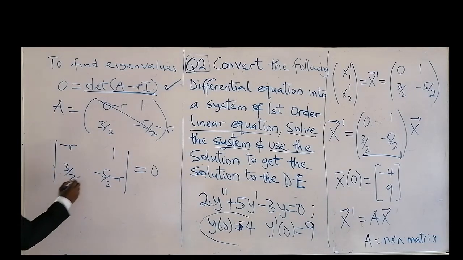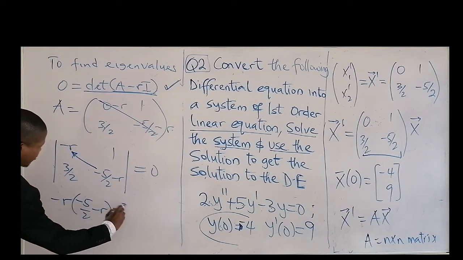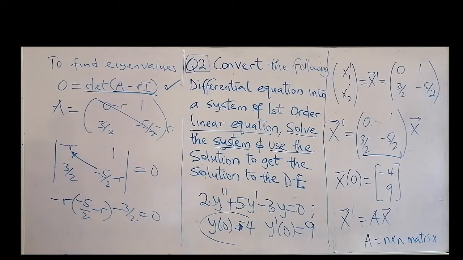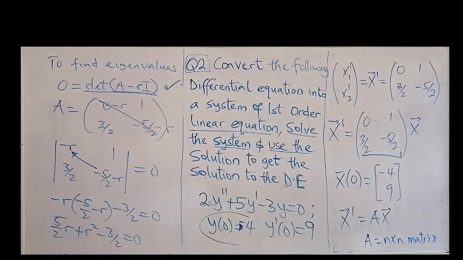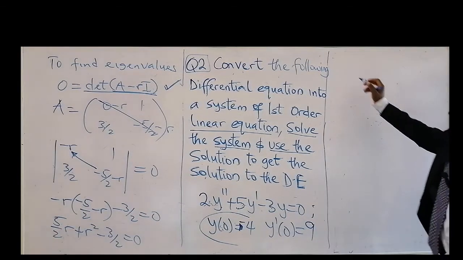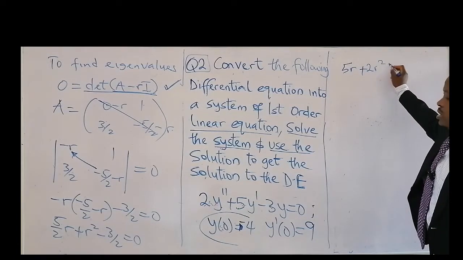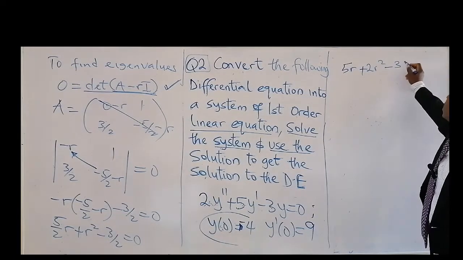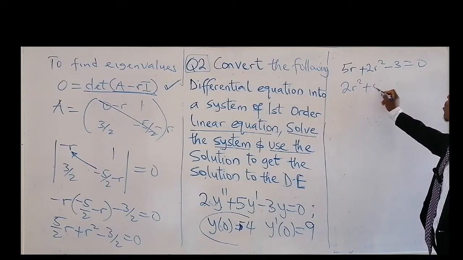So let's solve this. This one times this one will be minus r times minus 5/2, plus r squared, and then minus 3/2 equal to 0. So we have 5/2 r plus r squared minus 3/2 equal to 0. We can multiply by 2, so that will be 5r plus 2r squared minus 3 equal to 0. Okay, do the rearrangements.